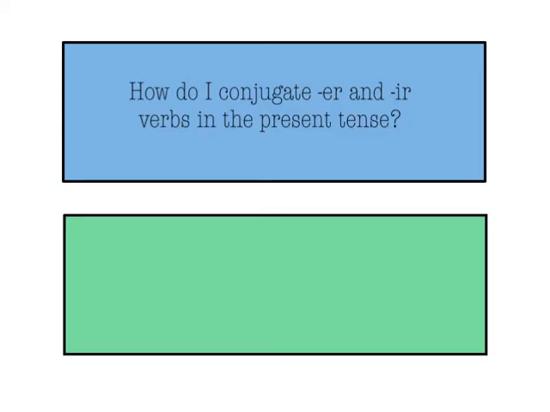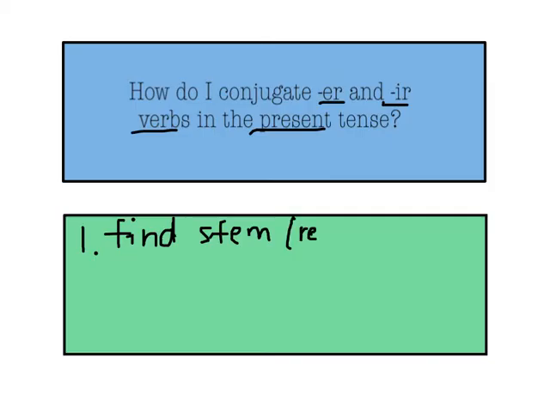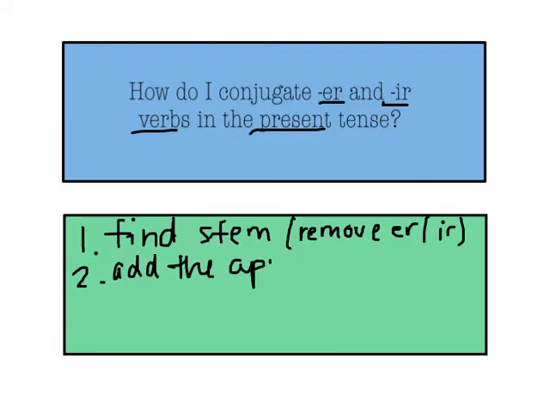So our question as we went into this lesson is, how do I conjugate ER and IR verbs in the present tense? And what I want you guys to do is just go and put your steps again. So we'll say find stem, and you can add in there that you have to remove the ER or IR ending. And then the second step is to add the appropriate ending, just like we did with the AR verbs.